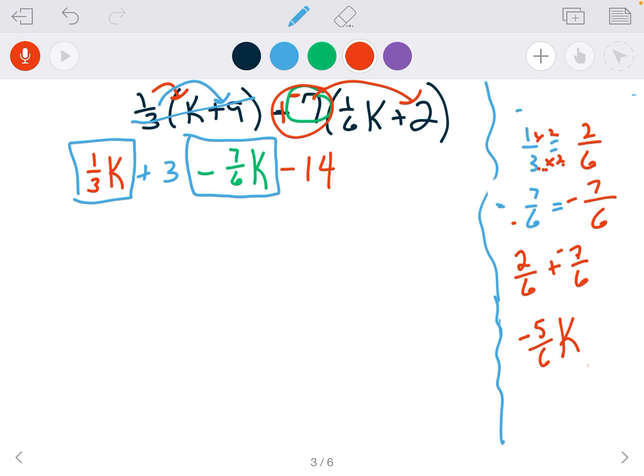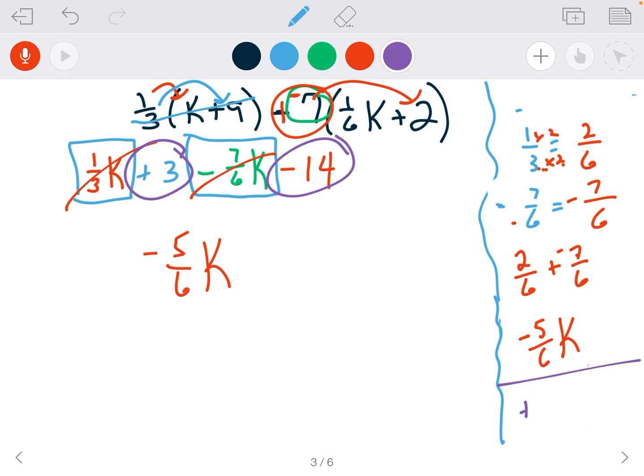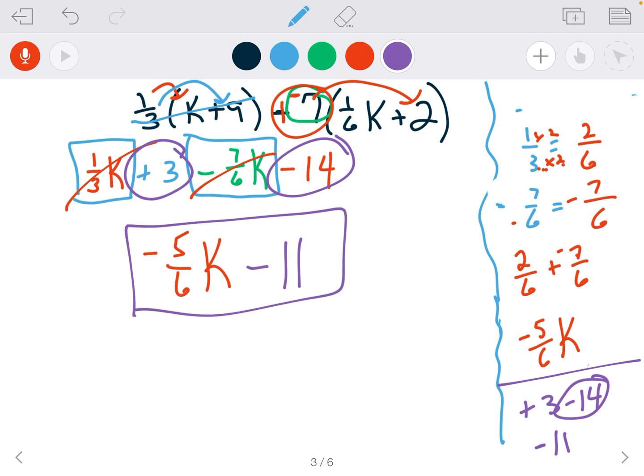Boy, that was a lot of work. I hope it made sense to you. So combining these two, I get a -5/6 k. Now I have a +3 and a -14. So +3 minus 14. Opposite sign, so I subtract. 14, take away 3 is an 11. The larger absolute value is my 14, so it's going to be a -11.